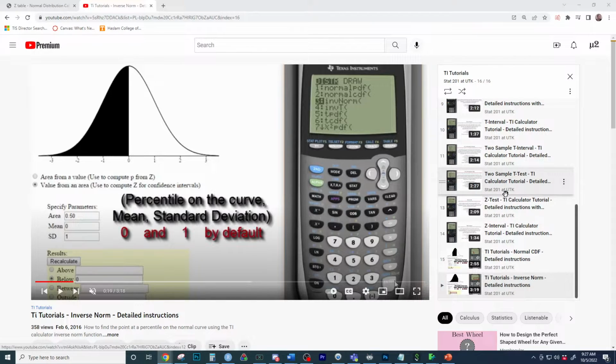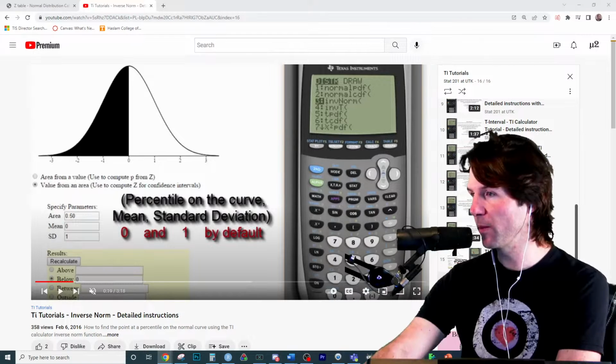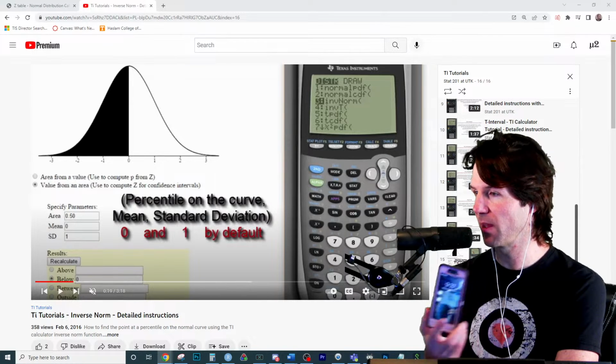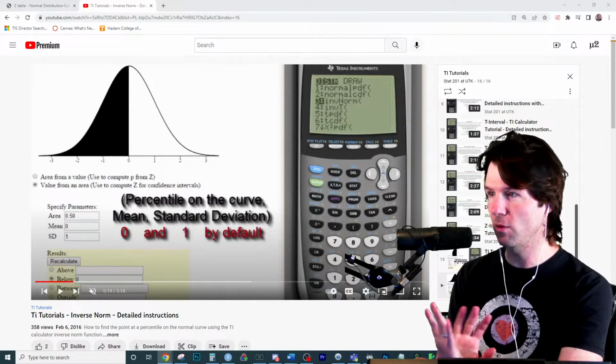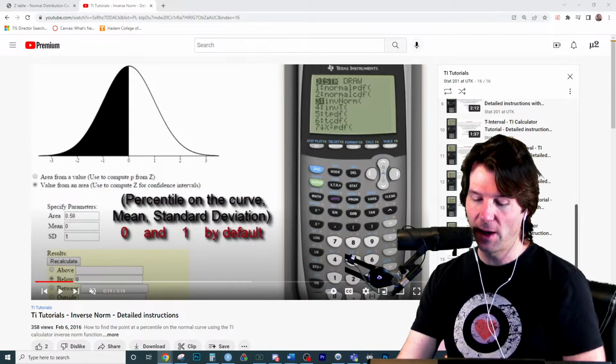Yeah, you can use the TI on the exam. You can use pretty much any calculator unless it's like your phone or something, which I think I sent out this morning. So don't use your phone. Whatever you do, don't use your phone. No notes, no phone.